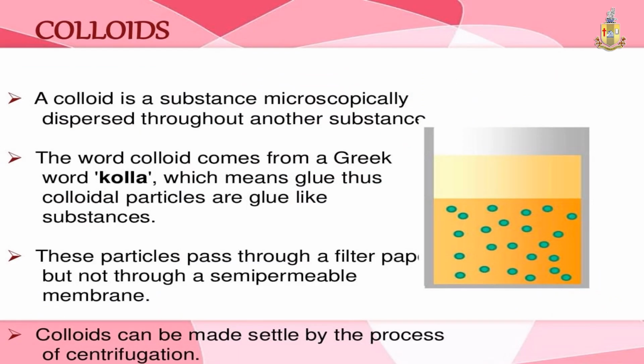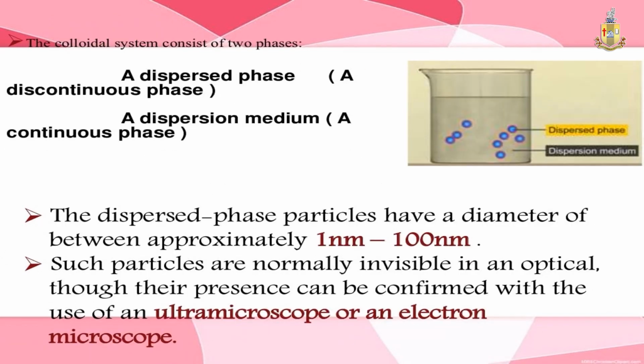Now I'm going to talk about colloids. A colloid is a substance that is microscopically dispersed throughout another substance. The word colloid comes from the Greek word kolla, which means glue. So colloid particles are glue-like substances. That is why this name was coined as colloids.